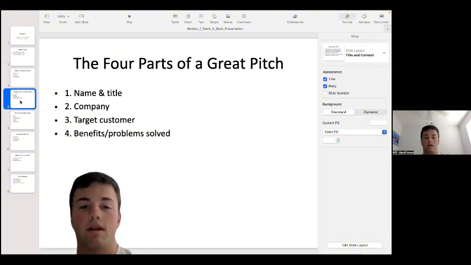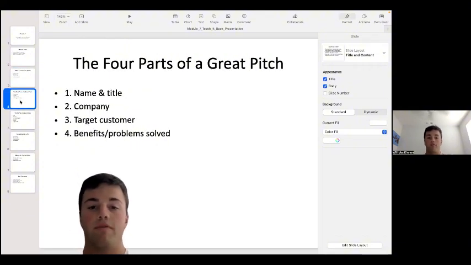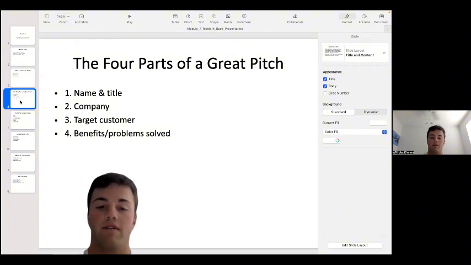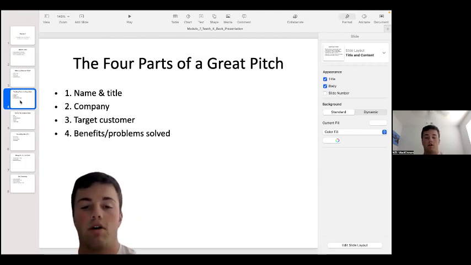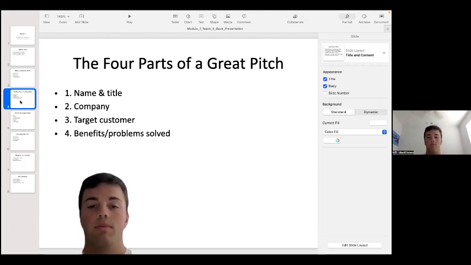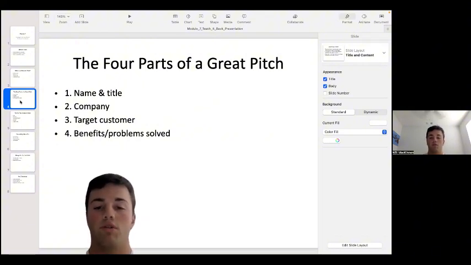The next thing is the four parts of a great pitch. The professor gives a really simple template that breaks an elevator pitch into four parts. First, introduce yourself by your name and your title. Second, explain who you work for. If it's a company people probably don't know, you can briefly explain what the company does. Third, explain who you normally help. This is important because it helps people immediately understand whether your service applies to them. Finally, explain one or two problems you solve or benefits you provide.